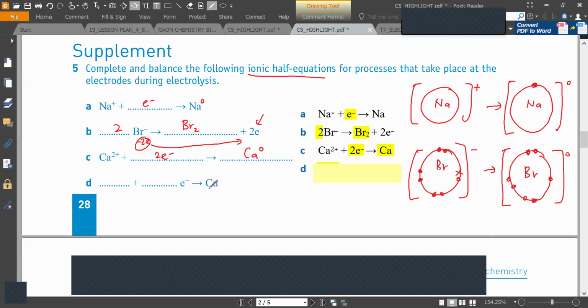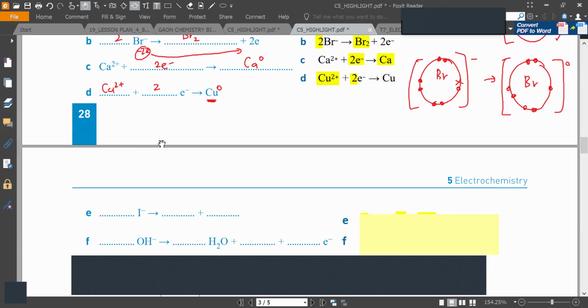Next. Okay, copper metal, it must always start from copper 2 plus, adding 2 electrons to give the copper metal. Hopefully it's not confusing. If anything, you just stop me to ask questions.